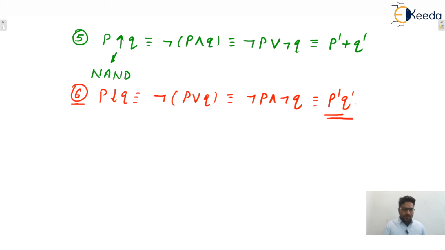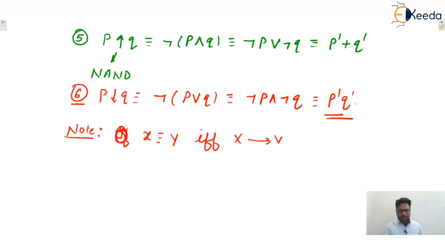Write down one note. In this note you can see, if X and Y are two logical statements, X is equivalent to Y if and only if X implies Y and Y implies X is a tautology.